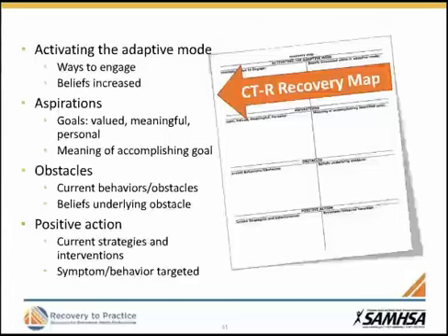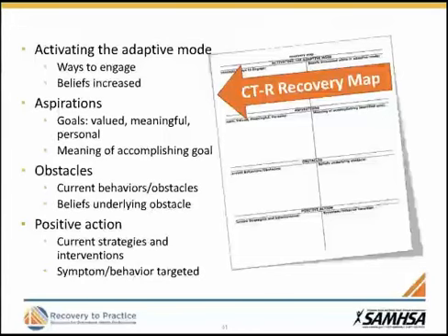I want to let you know that the recovery map that I'm about to go through is available in the resource list as a printable document, so it's something that you have access to. But a recovery map is a way that we organize, like I said, the ways in which people get into the adaptive mode and what it means to be in that space, and it's a tool that's often used by practitioners. I should probably caveat this with, it's not something that we necessarily sit and do with an individual. It's more for our own way of organizing and understanding.